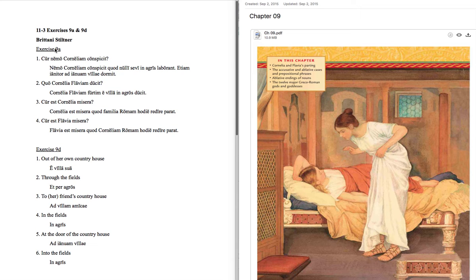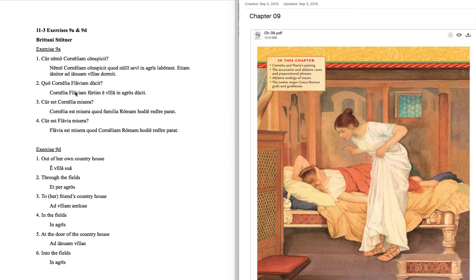The questions from the story 9A are as follows. Why does no one catch sight of Cornelia? And Brittany says, no one catches sight of Cornelia because no slaves are working in the fields. All this is good. Also, the janitor is sleeping at the door of the villa, so therefore nobody sees her. Number two says, where does Cornelia bring or lead Flavia? And Brittany says, Cornelia leads Flavia stealthily out of the villa into the fields.